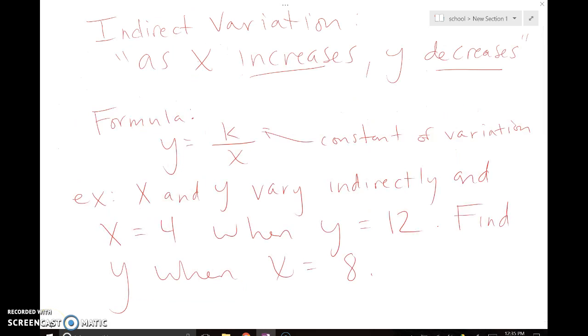Indirect variation would be as x increases, y decreases. So no longer are we talking about a linear relationship. You can see how the formula is different from direct variation. Y equals k divided by x. Now k is still the constant of variation, and x and y are our variables. Again, like in a function, the x values are the inputs, y are the outputs. So we're going to do an example so you can see how this works algebraically.